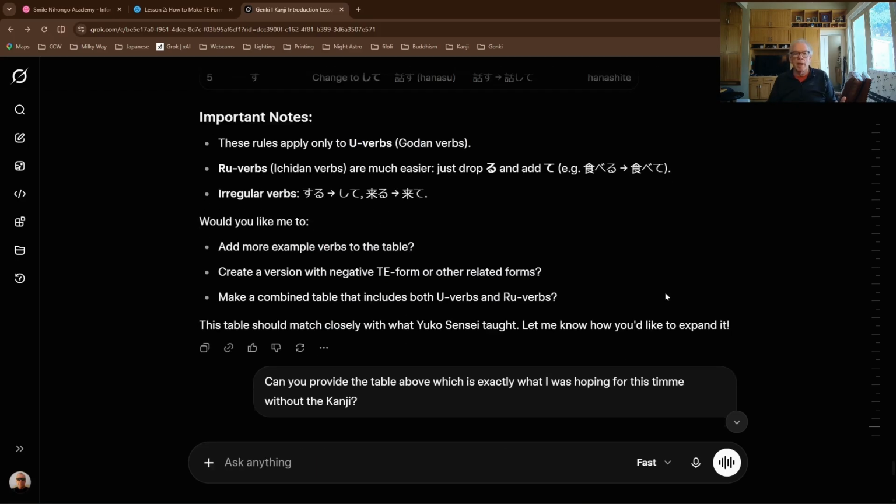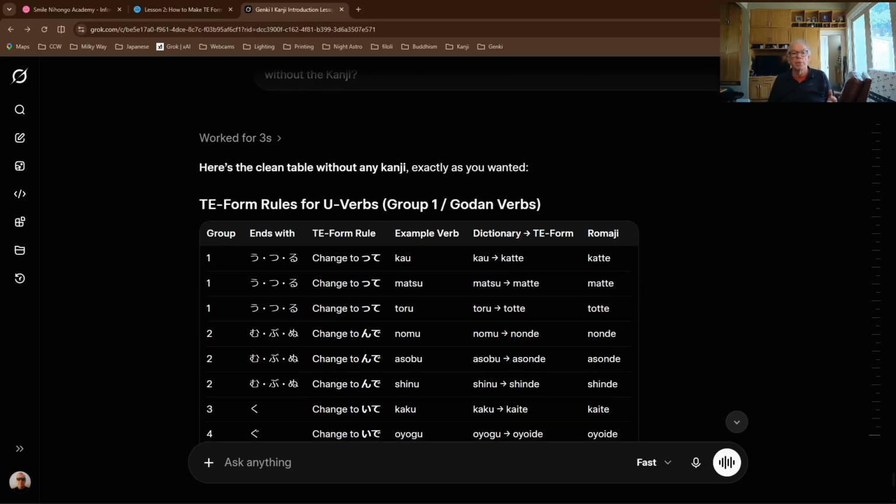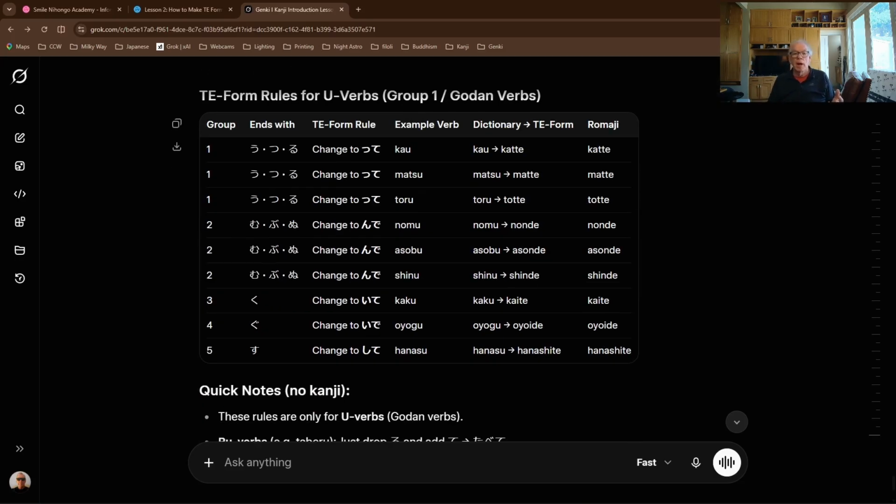So then I asked Grok, can you provide the table above, which is exactly what I was hoping for this time, without the kanji. And then within 3 seconds, I have the table without the kanji. So what I'm really trying to share here is to give you some perspective of, okay, you want to learn Japanese. Okay, you have to make a decision.